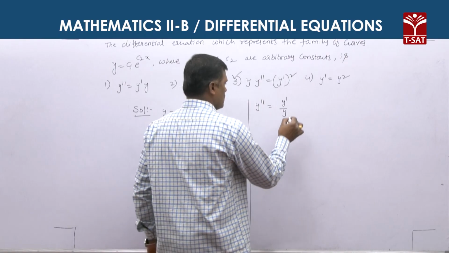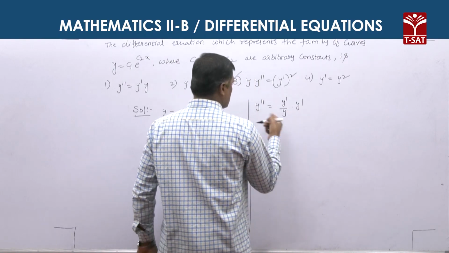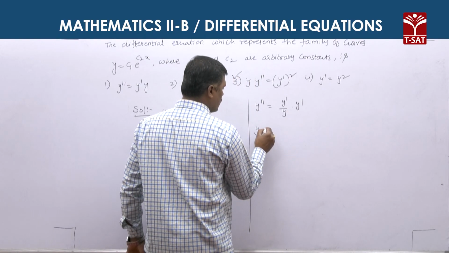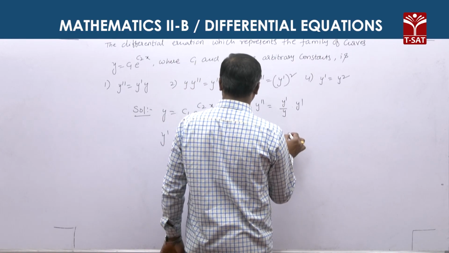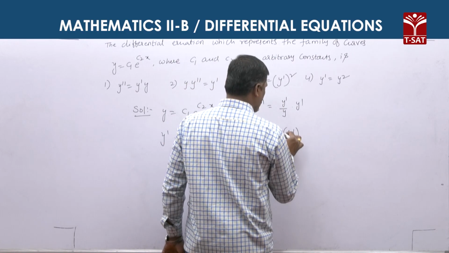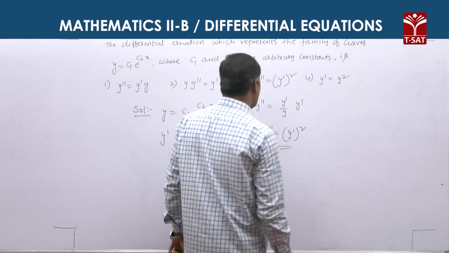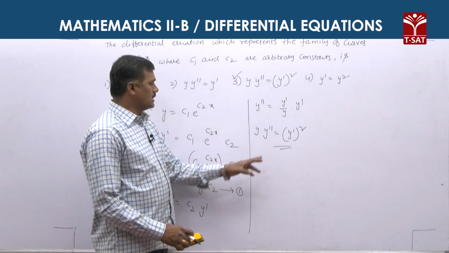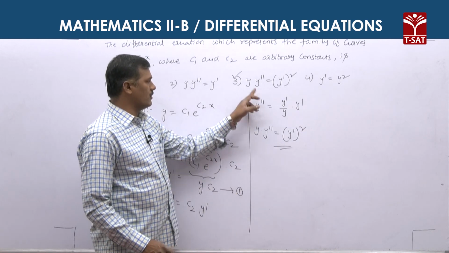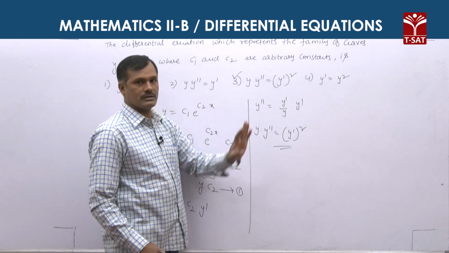So y double dash is equal to y dash by y into y dash. Now cross multiplying, y into y double dash is equal to y dash into y dash, that is y dash square, which is the required differential equation of the given problem. The third option is the correct solution: y into y double dash is equal to y dash whole square.